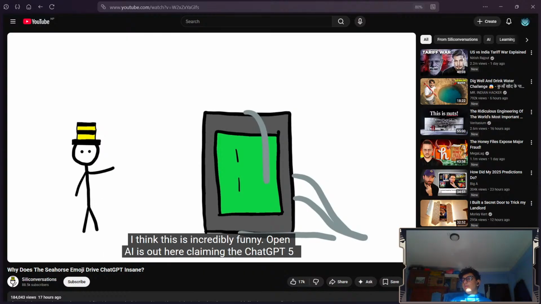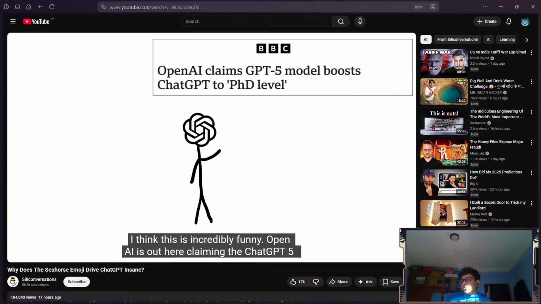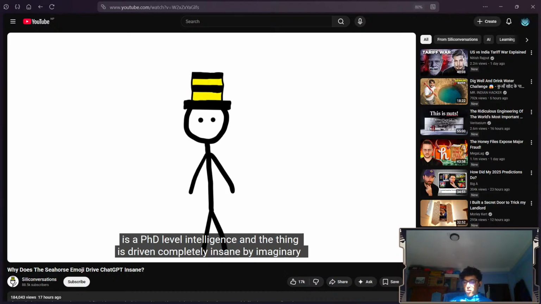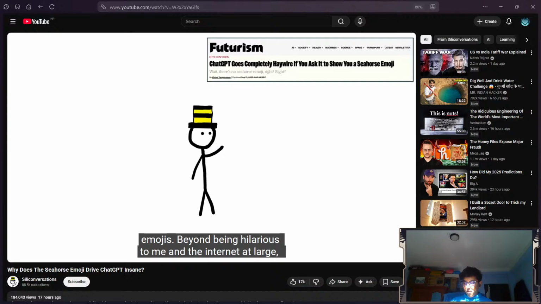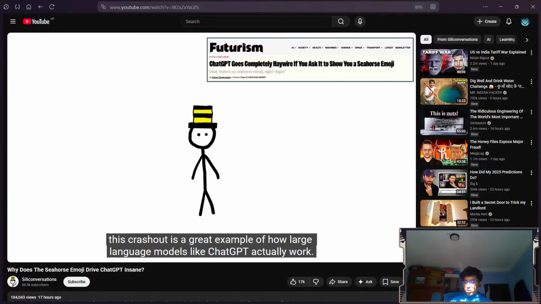I think this is incredibly funny. OpenAI is out here claiming that ChatGPT 5 is a PhD level intelligence, and the thing is driven completely insane by imaginary emojis. Beyond being hilarious to me and the internet at large, this crash out is a great example of how large language models like ChatGPT actually work.